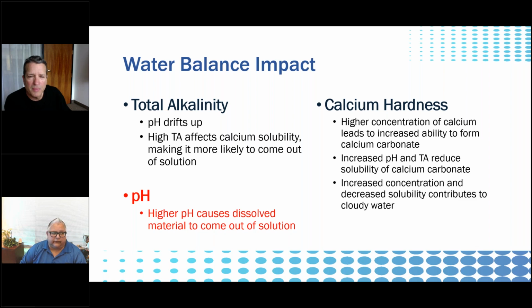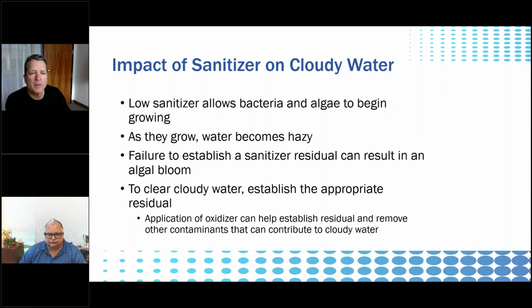So the higher the pH goes, the cloudier the water is going to be. With that, if your alkalinity goes up, your pH tends to go up with it, causing cloudy water. If your calcium hardness level gets too high, the water can't hold on to the calcium. It falls out of solution. We form scale. Scale ultimately contributes to cloudy water. So anything on the high side of the balance parameter that it's supposed to be at, total alkalinity, pH, calcium hardness, will ultimately lead or contribute to cloudy water.